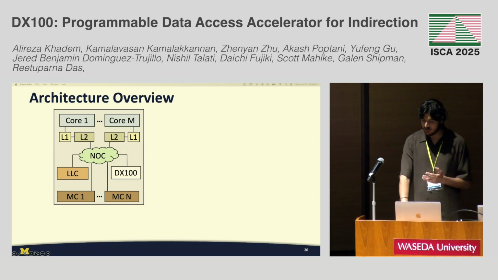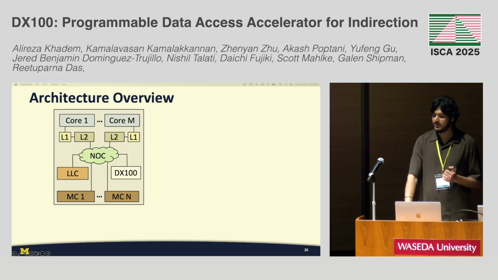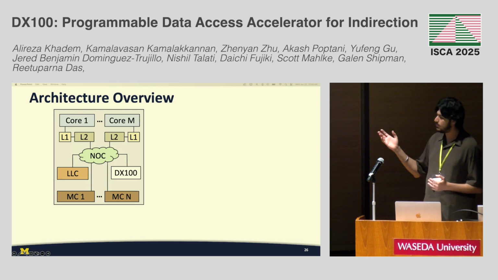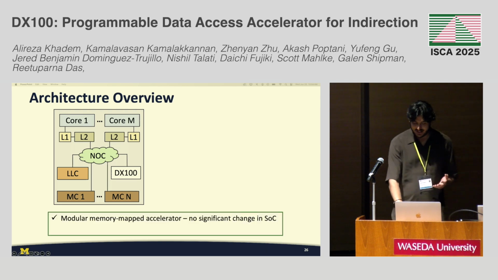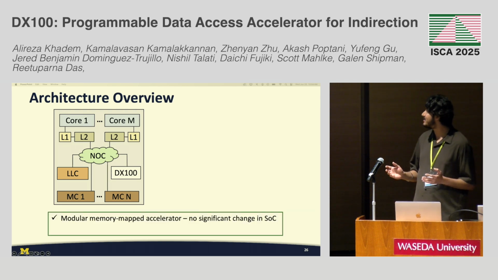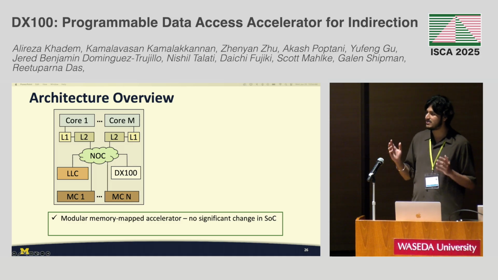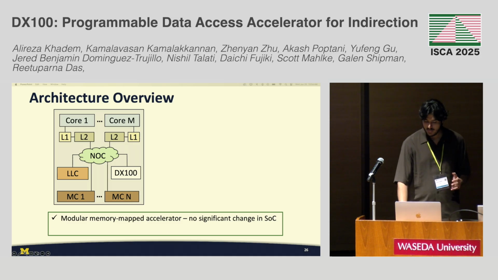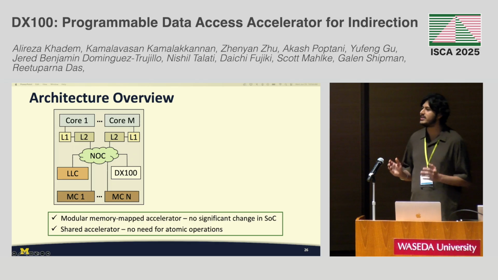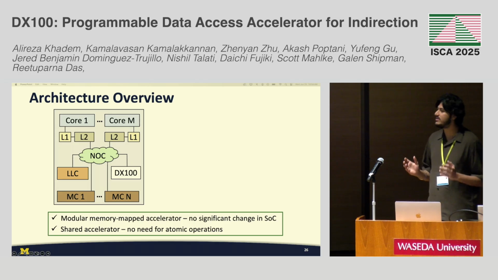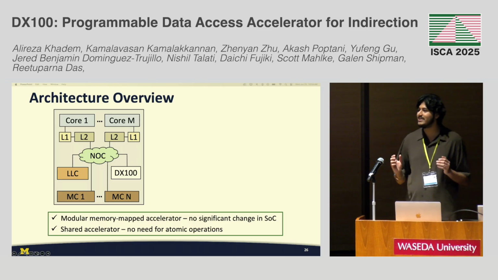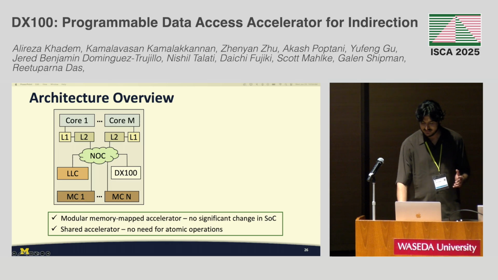Let's look at the overall architecture. DX100 is connected to the network on chip. It is designed as a modular memory mapped accelerator. It does not require any change in the cores and the instruction set architecture. DX100 is shared by a group of cores, and therefore there is no need for fine-grained atomic operations.